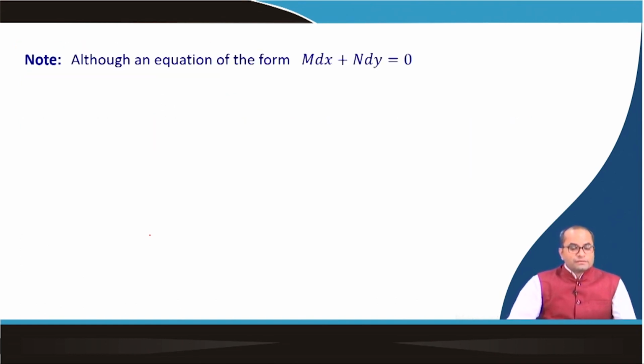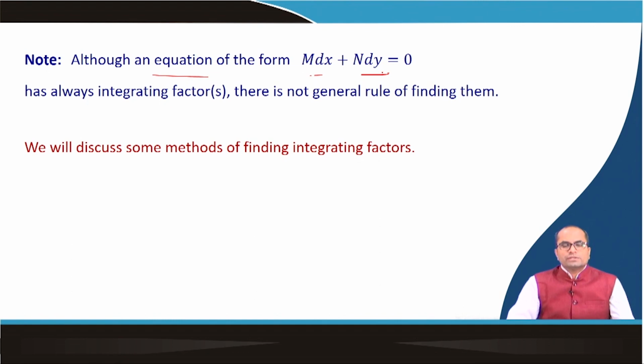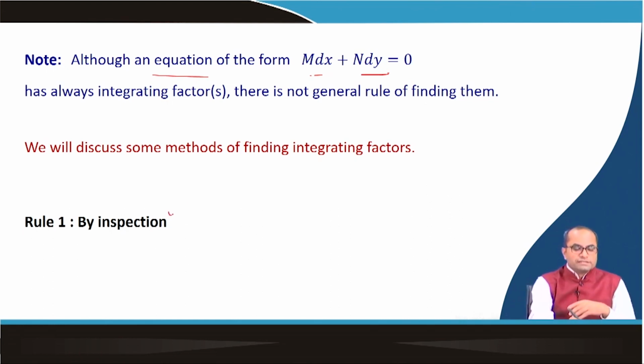Although an equation of this form always has an integrating factor, or there are various integrating factors, it is not unique, but there is no general rule of finding these integrating factors. So, we will discuss some methods of finding integrating factors. These are some particular cases where we can easily find out the integrating factor. Number one is just by inspection.